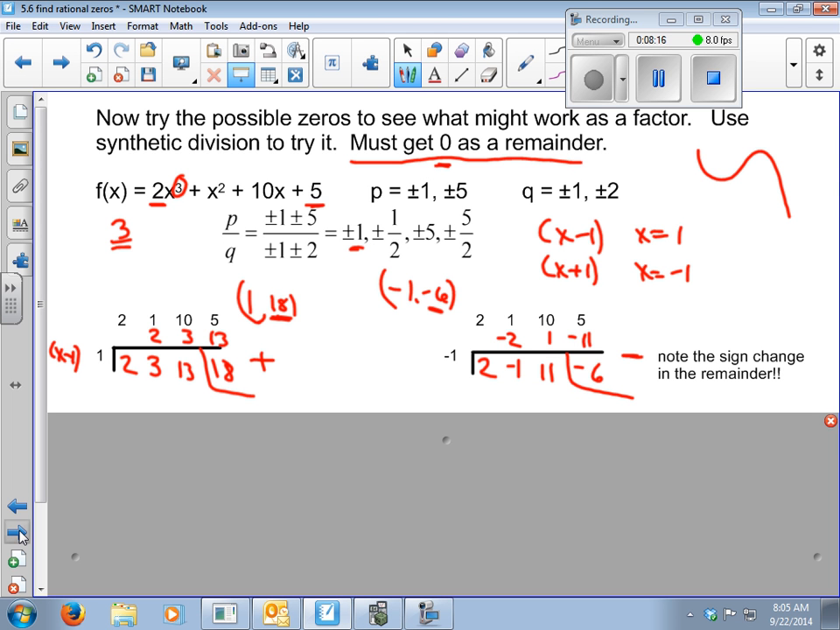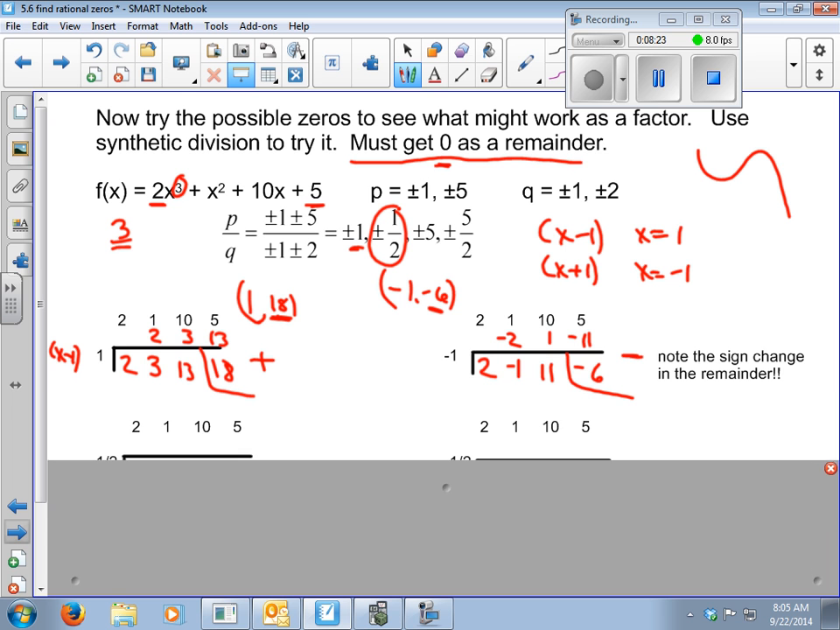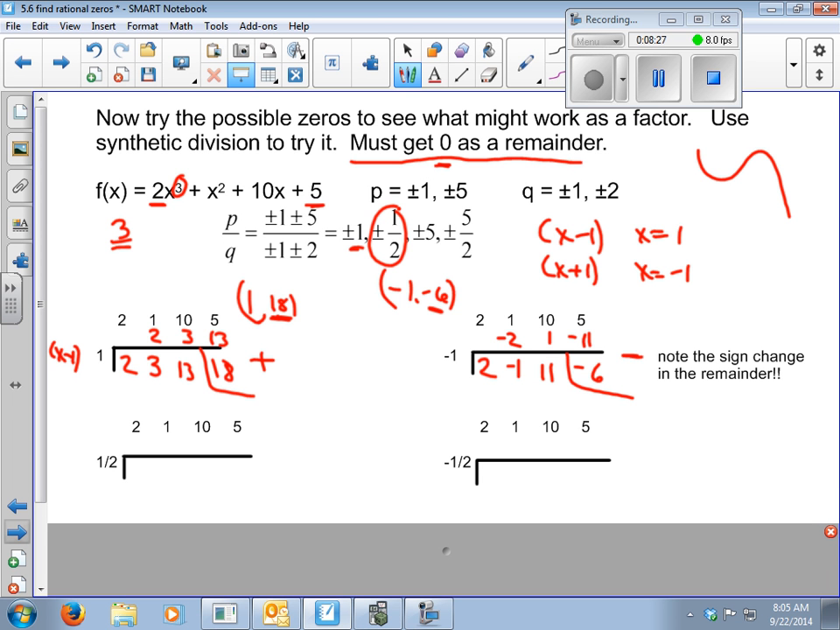So if I want to try to pick a number between 1 and -1, we're going to key on these numbers next, 1/2 versus -1/2. Well, let's try the +1/2. Drop your 2. Half of 2 is 1. Add is 2. Half of 2 is 1. Add 11. Half of 11 is 11/2 or 5.5. And when I add, I get 10.5. Well, that's not 0 yet either, which means it could be this one right here. So we'll try this one more time.